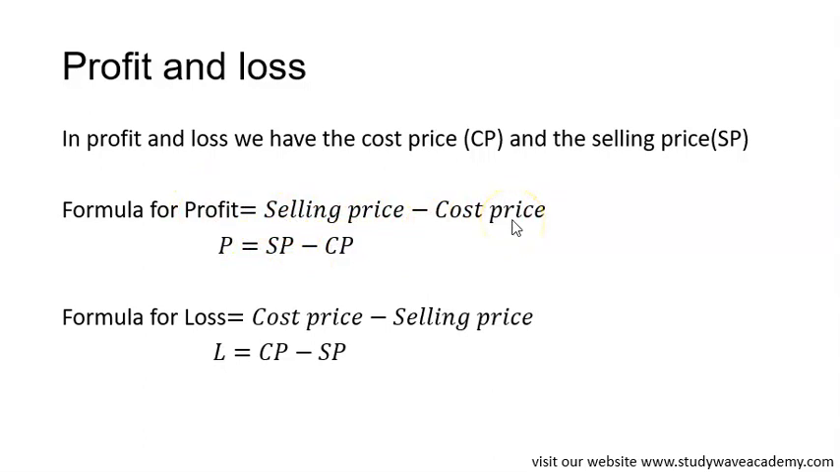Okay? But when you sell the goods lower than your cost price, it is a loss. So to calculate loss is cost price minus selling price. It can be written as L equals CP minus SP. L stands for loss, CP stands for cost price, and SP stands for selling price. Okay? So we're going to be looking at some examples to help us understand better.